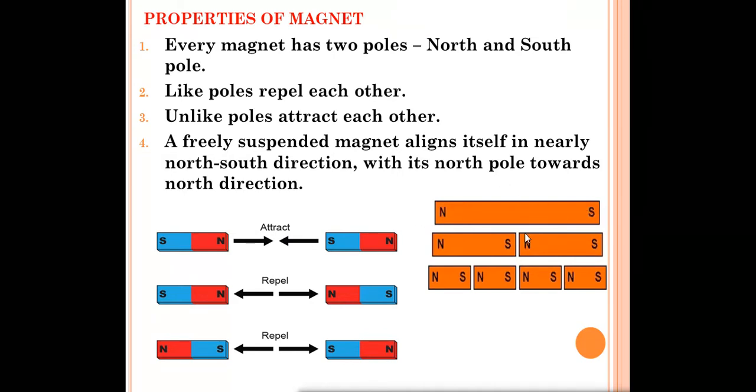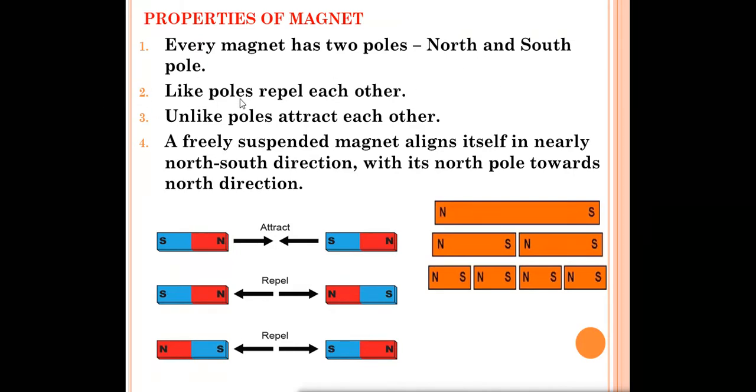Suppose if we break this magnet into two pieces, then also these magnets will have two poles, north pole, south pole, north pole, south pole. Again, if we break this magnet again into two pieces, then each piece will have one end as north pole and the other end as south pole. No matter how many pieces you break the magnet into, it will always have one north pole and the other end will have the south pole.